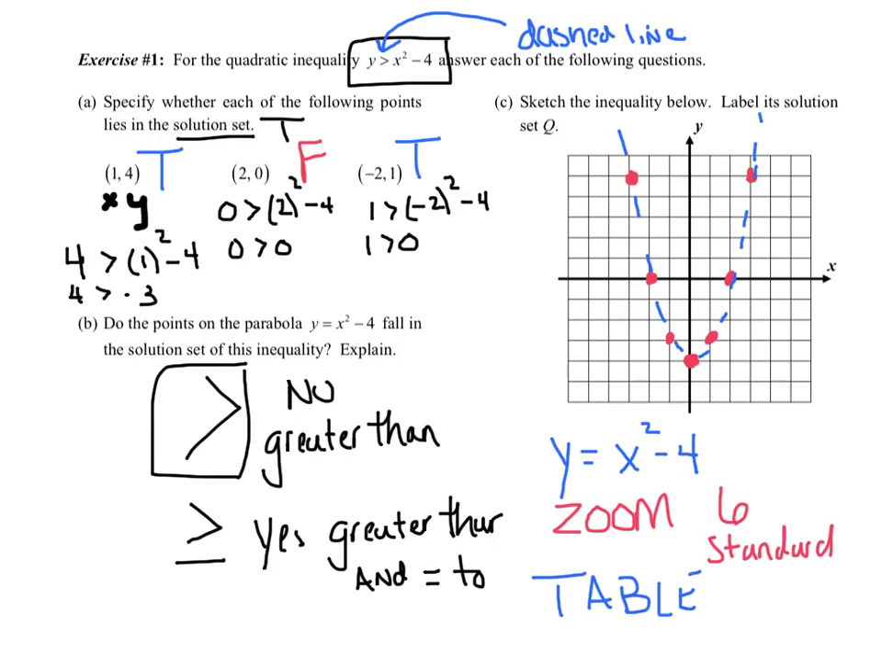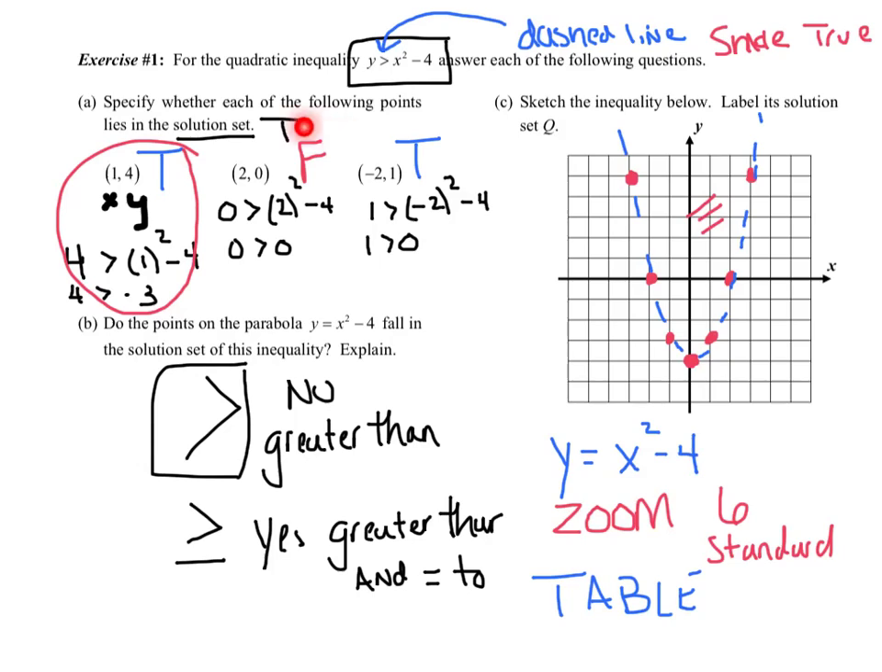Now, our last step is to always test some points to determine where we're going to shade. And remember, we're going to shade where it's true. Whoops, I missed my A. Shade where it's true. So that's what part A was leading us into. We said it was true at the point 1, 4. So I'm going to go to the point 1, 4, over 1, up 4, and I know I'm going to shade in this section.